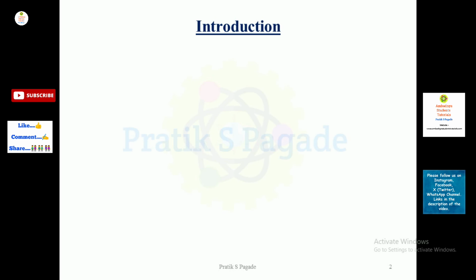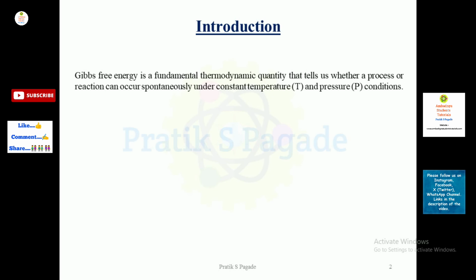Gibbs free energy is related to the spontaneity of a reaction. Gibbs free energy is a fundamental thermodynamic quantity that tells us whether a process or reaction can occur spontaneously under constant temperature and pressure conditions. Here we will see the change in Gibbs free energy, whether it is negative or positive. That tells us whether the reaction or process is spontaneous or not. We will see that in further slides.